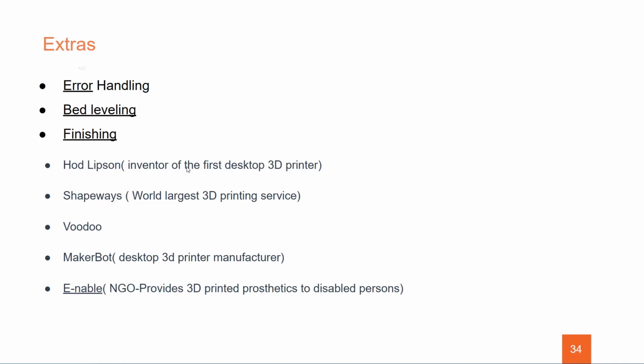And here's why we now have 3D printers in our homes. Shapeways is one of the world's largest 3D printing services. You might want to check their sites out. We have Voodoo, we have MakerBot, a desktop 3D printer manufacturer, and Enable, the NGO that provides 3D printed prosthetics to disabled persons.